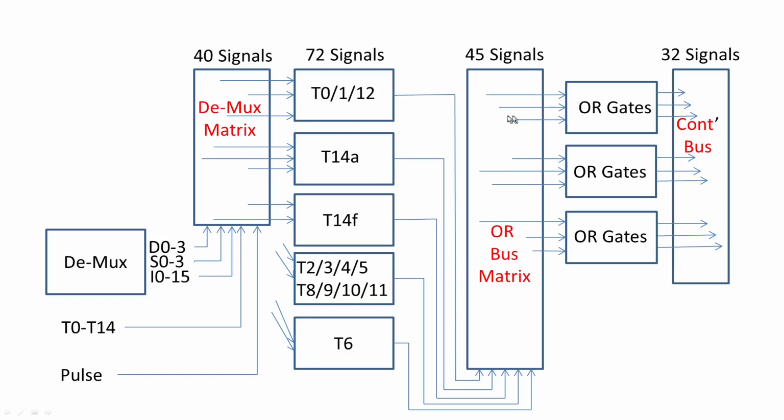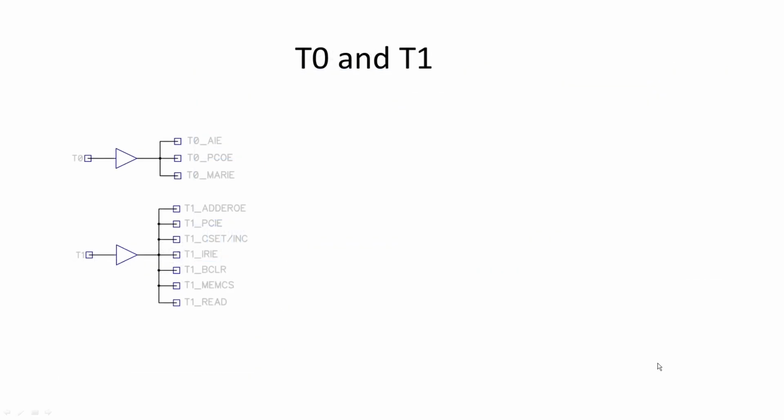So you might have, say, the A register input enable could come from several places. So they would all go in and all be ORed into one and give one signal onto the signal bus. Thus, we reduce it down to 32 signals. If you look at the T0 and T1 logic, well, T0 and T1 are exactly the same on every instruction.